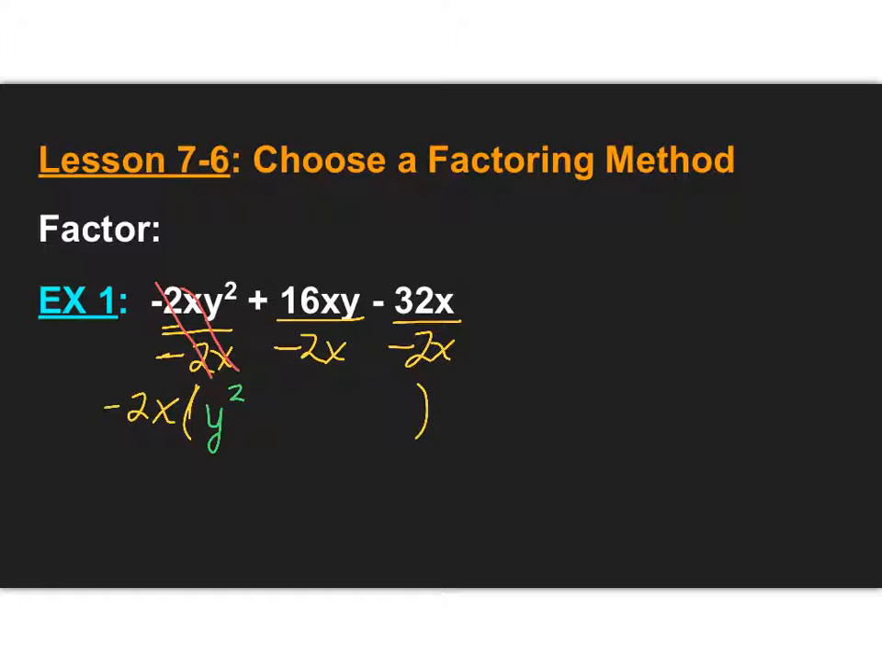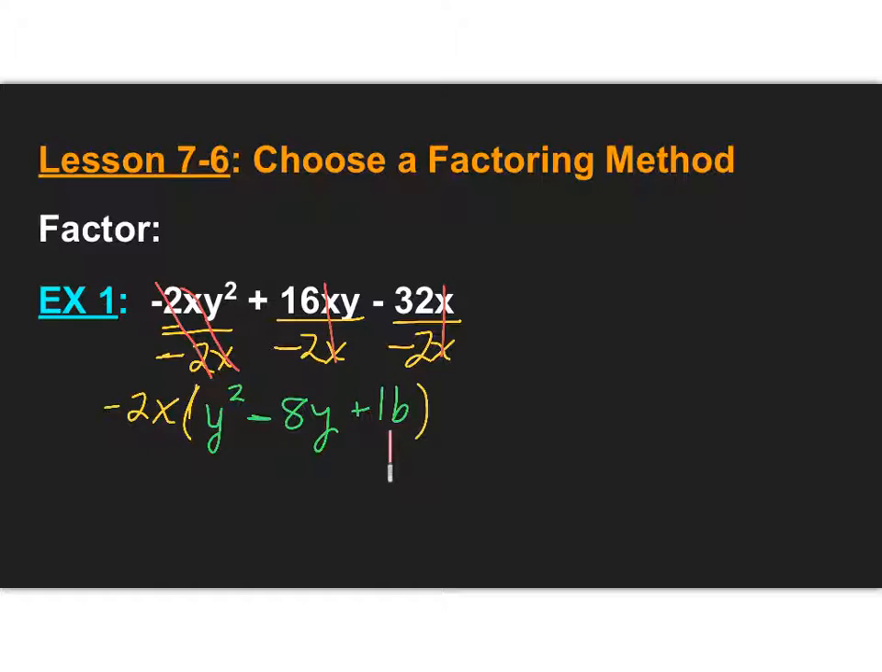Then 16 divided by negative 2 is negative 8. And then the x's cancel out, and you are going to bring down the y. Finally, negative 32 divided by negative 2 is going to be a positive 16, and the x's cancel out. So then we have to look at the next question on that flow chart. The next question says, is this in here a binomial, a trinomial, or a polynomial? Since it's got 3 terms, it's a trinomial.